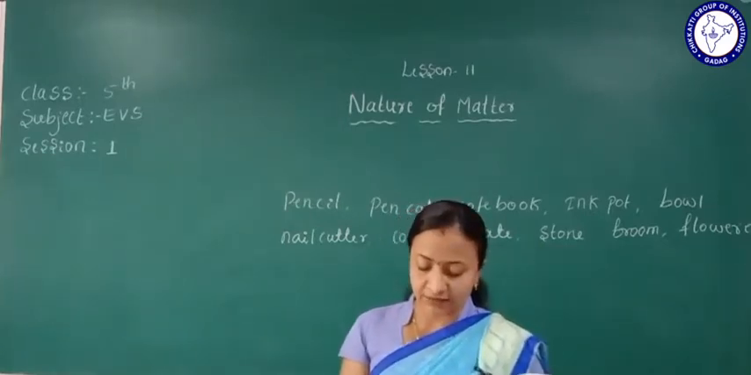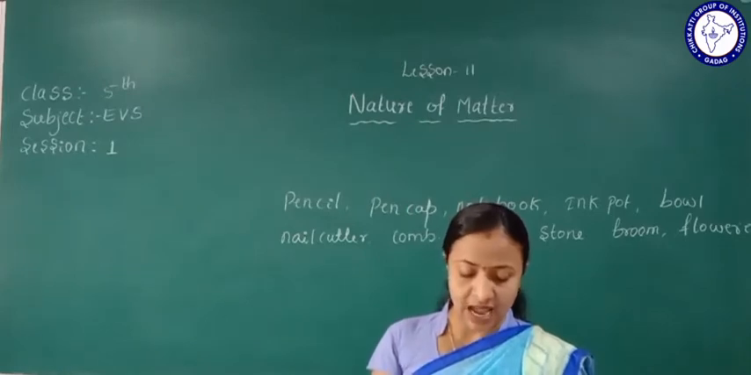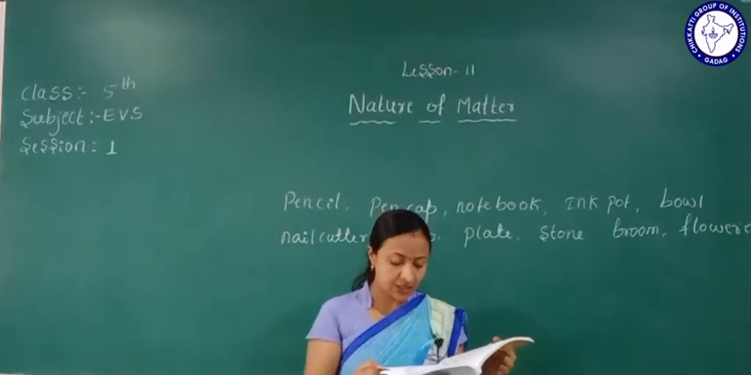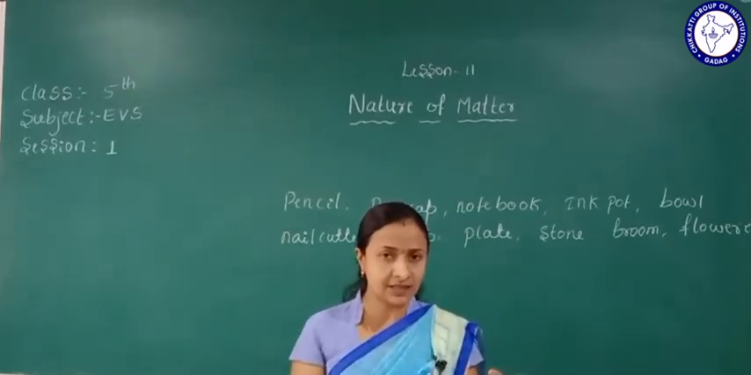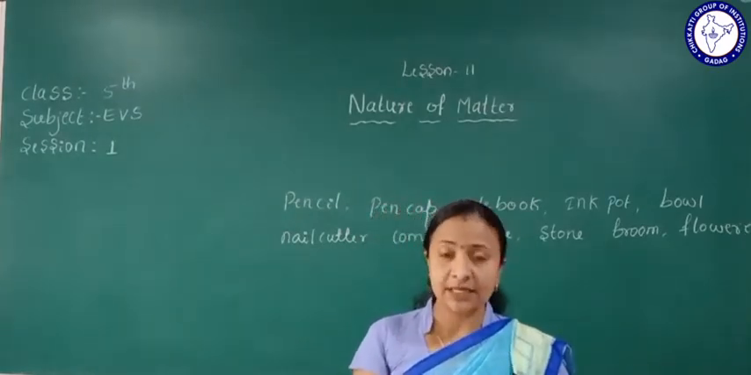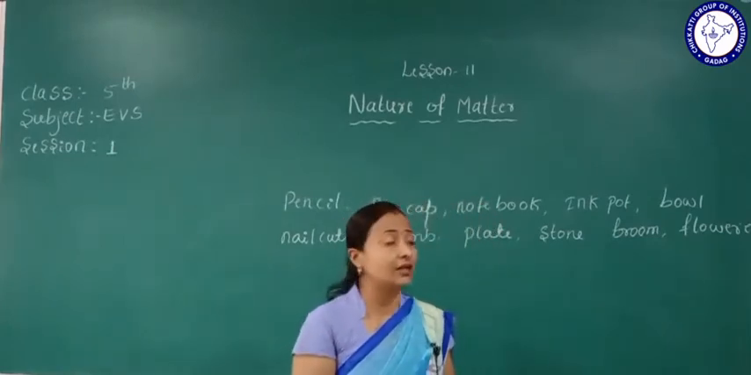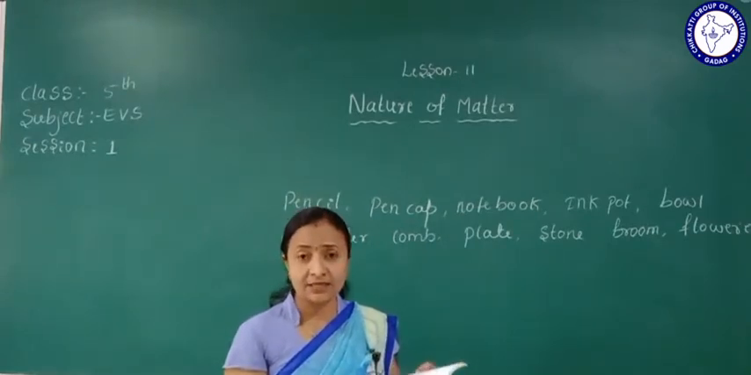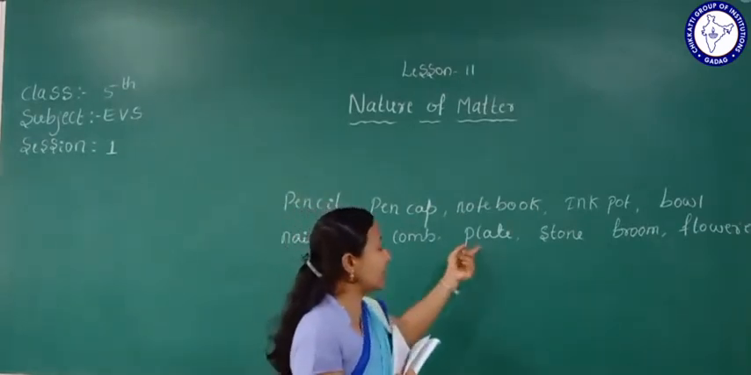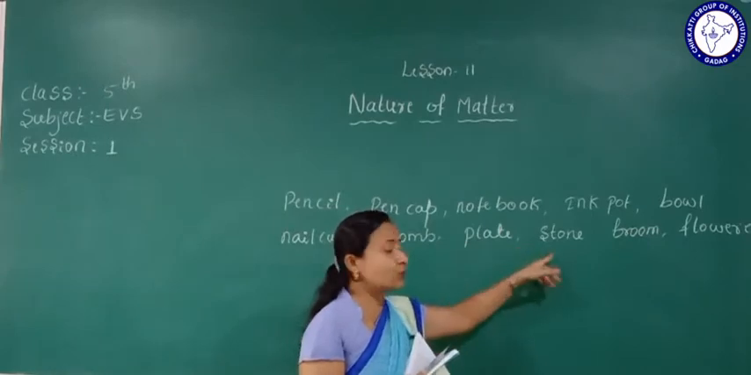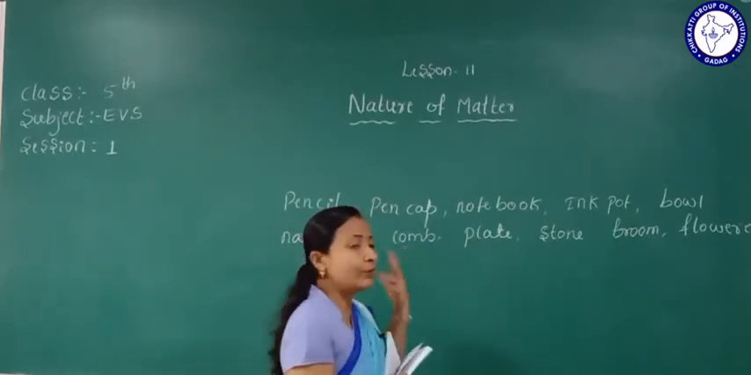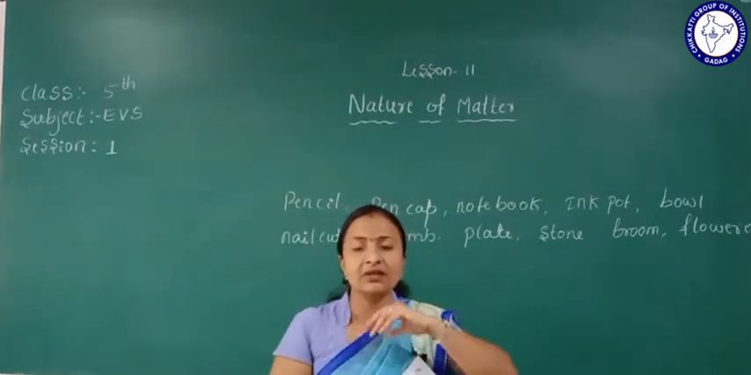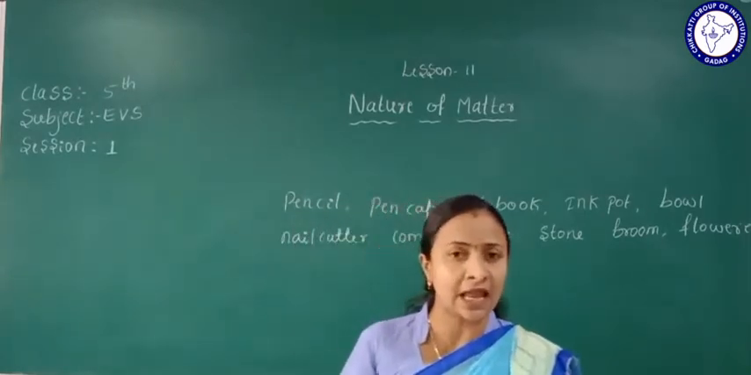From the above activity, you can understand that materials are in different forms in their shape, color, brightness, solubility, etc. Isn't it? So all these materials have different shapes, different colors, and different brightness. Here see, the plate shape differs, the stone shape differs, the comb differs, and the nail cutter also differs. Each and every material has a different shape.